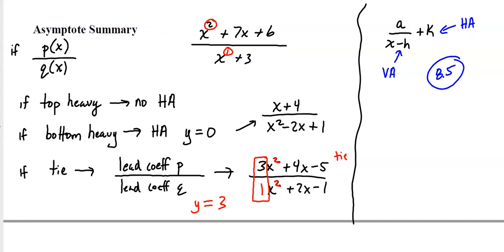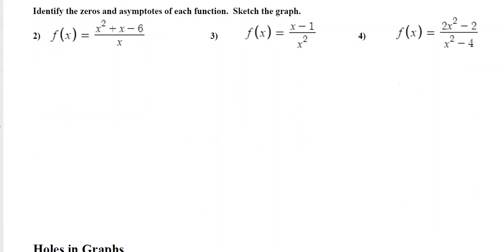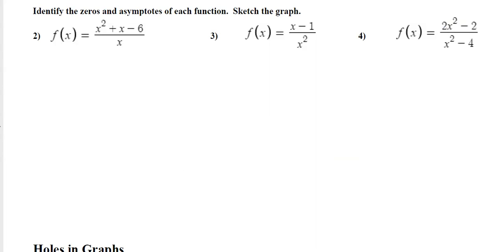All right, well, let's get into this, and I think it'll be easier once we start working. So what we need to do, we need to identify the zeros and the asymptotes, both horizontal and vertical, and we got to sketch the graph. So let's get after it. So zeros, let's first do the zeros.